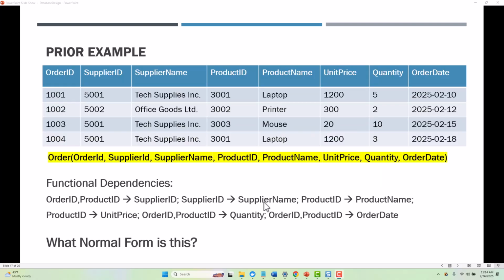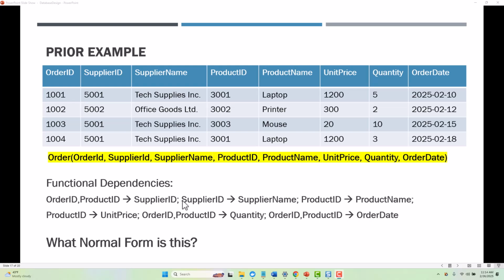Now we're going to look at one more example in this video, and we'll go through separate examples, but this is going to be another one just so that we can hone in on those rules. If we look at this, we have an order ID, supplier name, product name, unit price, quantity, and order date. We have dependencies: order ID and product ID are going to functionally determine the supplier ID, the quantity, and the order date.